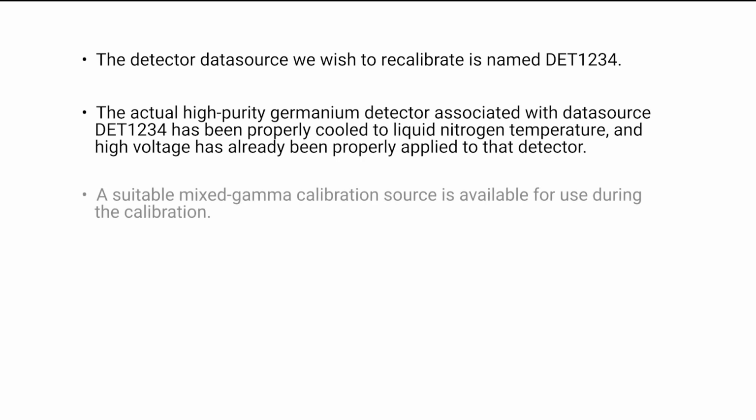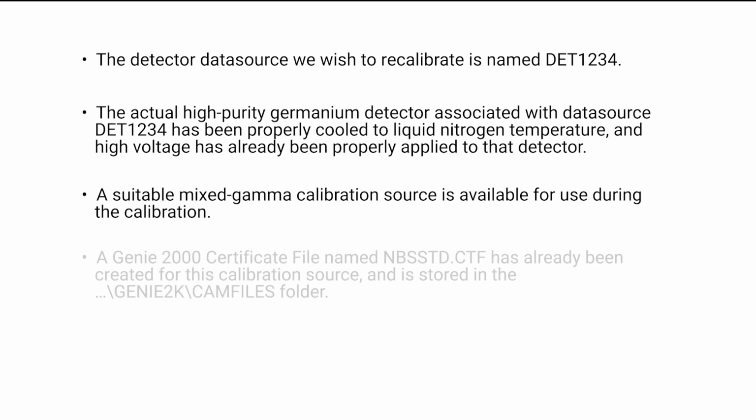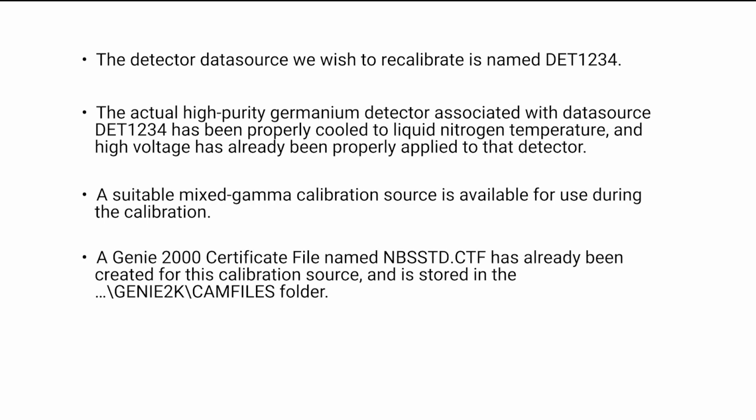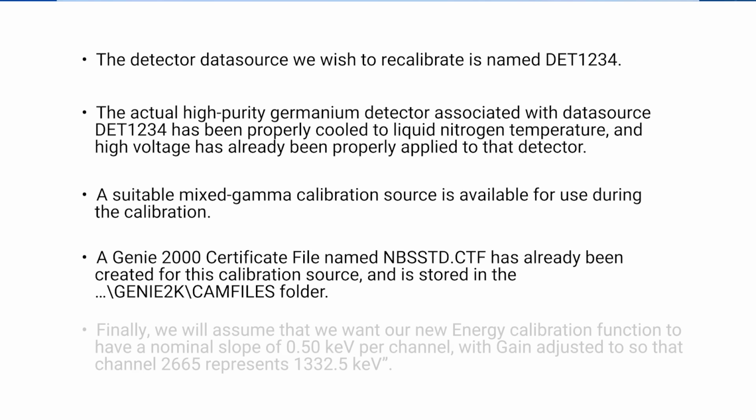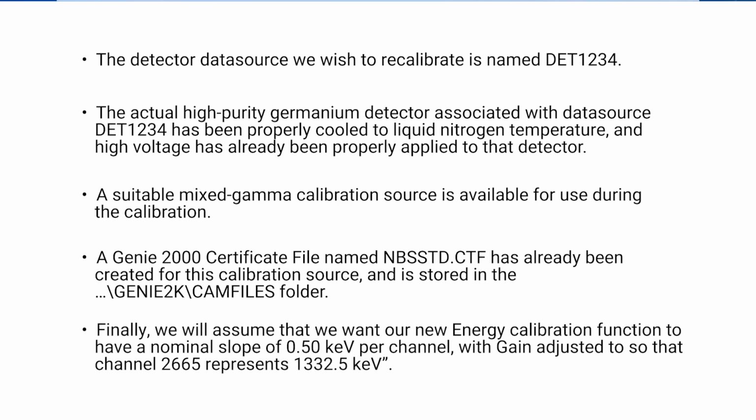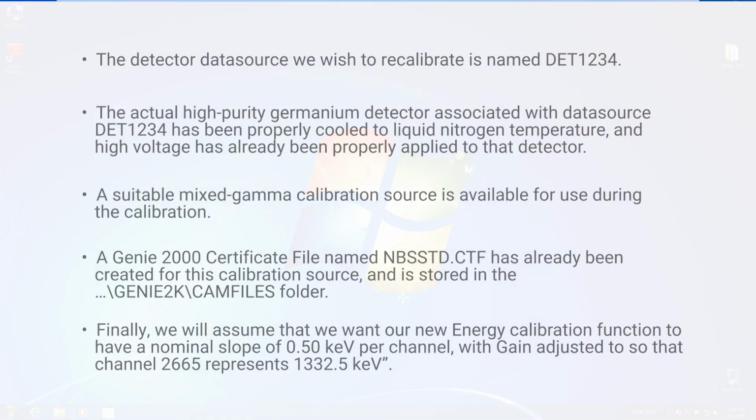A suitable mixed gamma calibration source is available for use during the calibration. A Genie 2000 certificate file named nbsstd.ctf has already been created for this calibration source and is stored in the /Genie2k/camfiles folder. Finally, we will assume that we want our energy calibration function to have a nominal slope of 0.50 keV per channel, with gain adjusted so that channel 2665 represents 1332.5 keV.